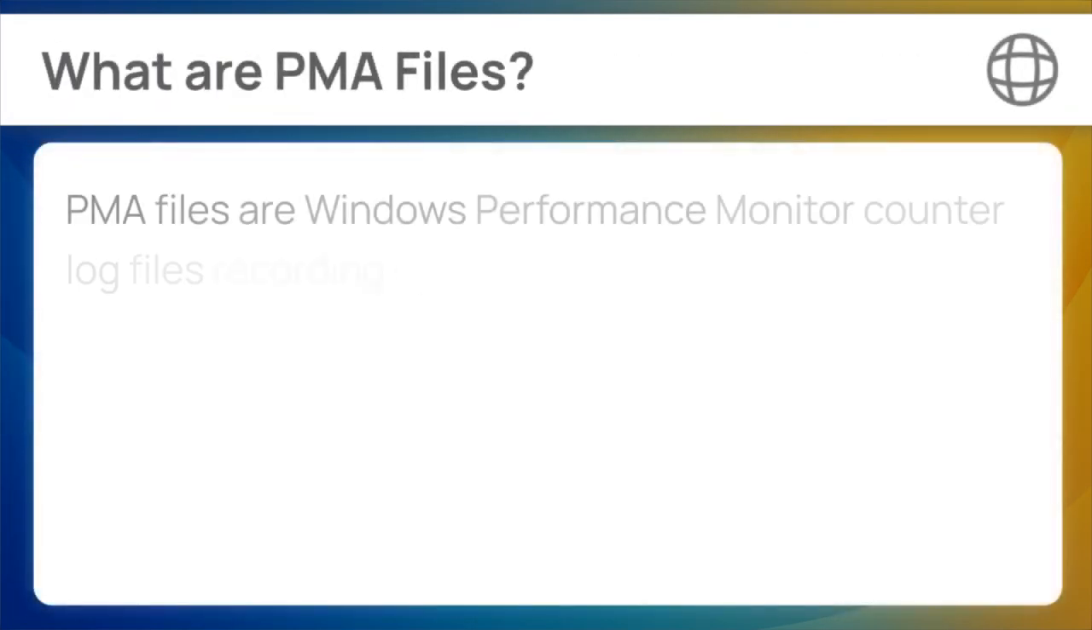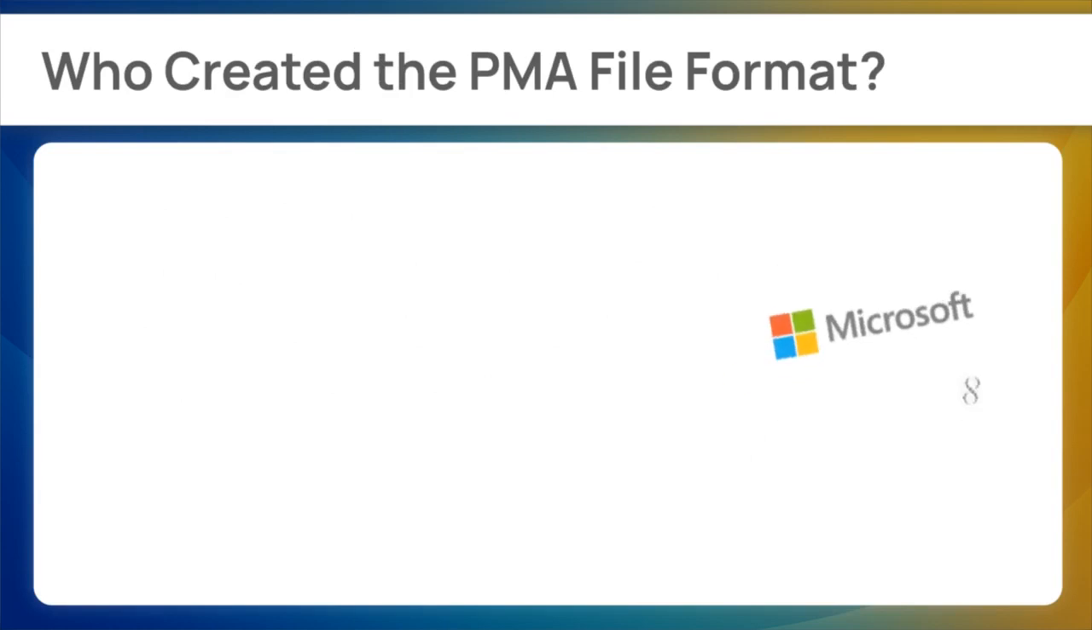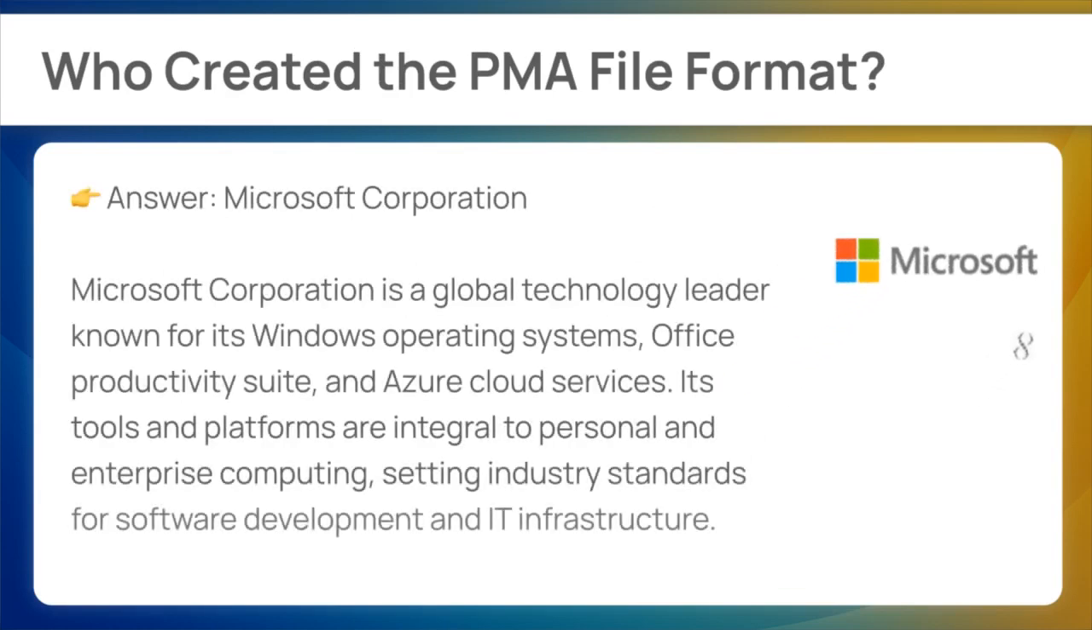PMA files are Windows Performance Monitor counter log files, recording system metrics such as CPU usage, memory consumption, disk activity, and network throughput over time. They are essential for diagnosing system bottlenecks and capacity planning on Windows servers.